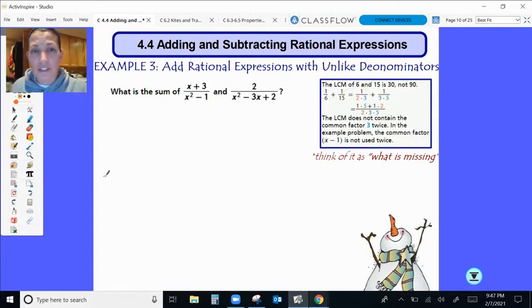So now we're going to start with this. So we're looking at these two here, and we're going to first of all factor the denominator so we can find our least common multiple.